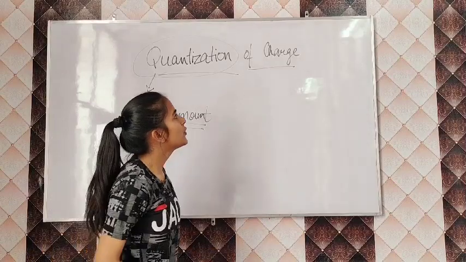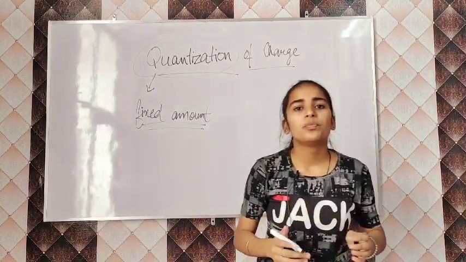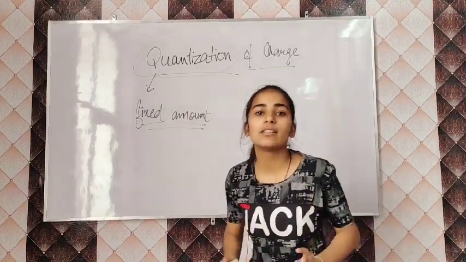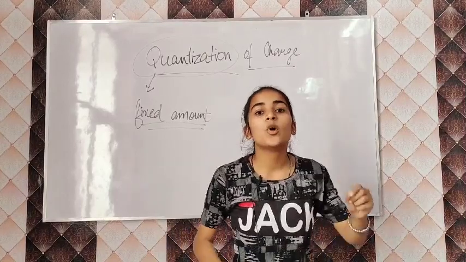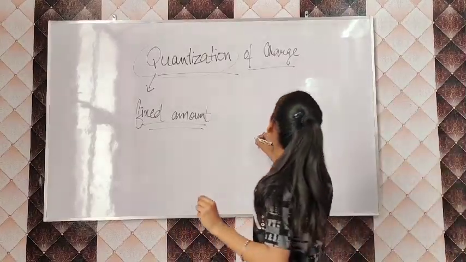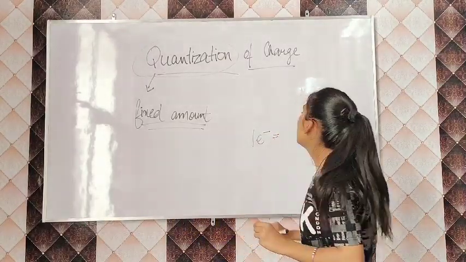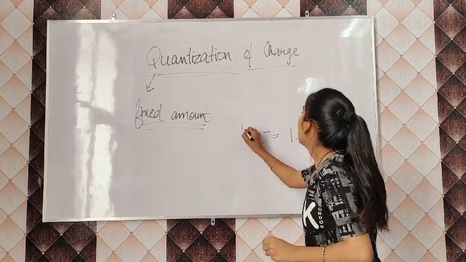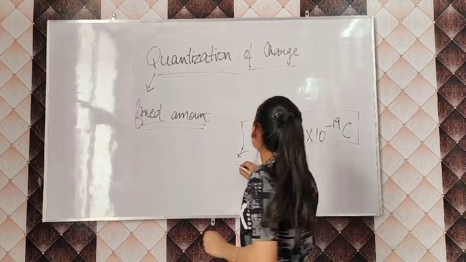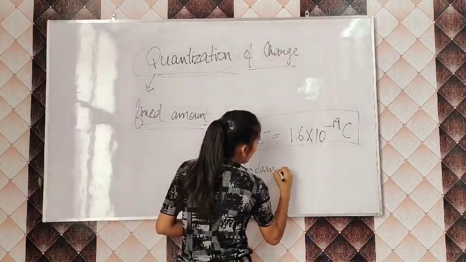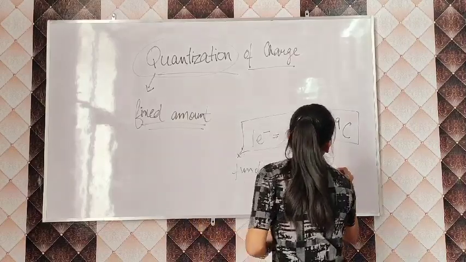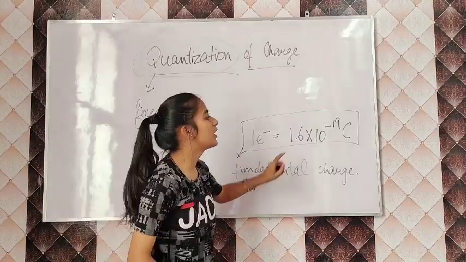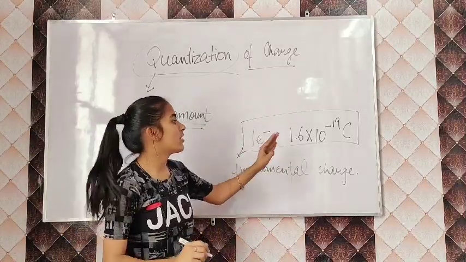Now about charge, a question arises: which is the smallest charge that exists independently? The smallest charge which exists independently is the charge on one electron, that is 1.6 into 10 raised to power minus 19 coulomb. It is also known as fundamental charge, because it exists independently and it is the smallest of all the charges.